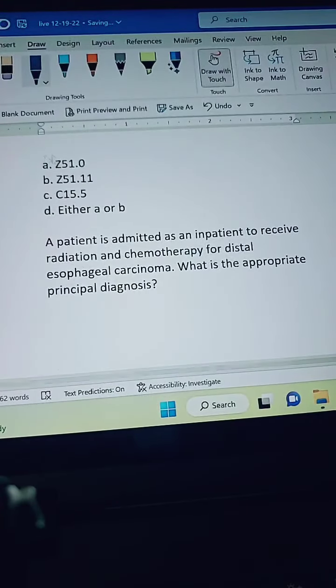All right. My favorite. I love my Z's. Be sure to check your question. Make sure you know whether you're doing primary or secondary diagnosis, because they can trick you in that area.